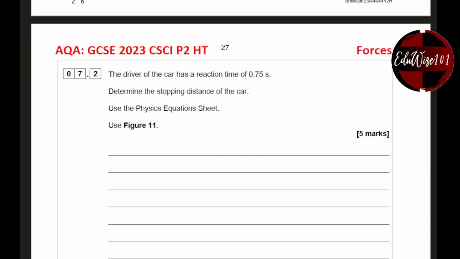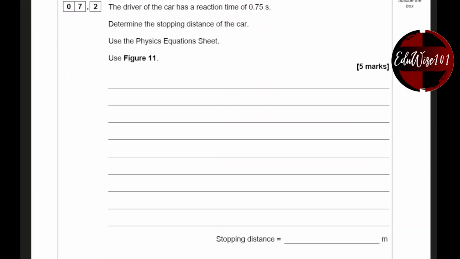7.2: The driver of the car has a reaction time of 0.75 seconds. So reaction time is 0.75 seconds. Determine the stopping distance of the car. Use the physics equation sheet. Use figure 11 as well. So you have to use the equation sheet and figure 11.